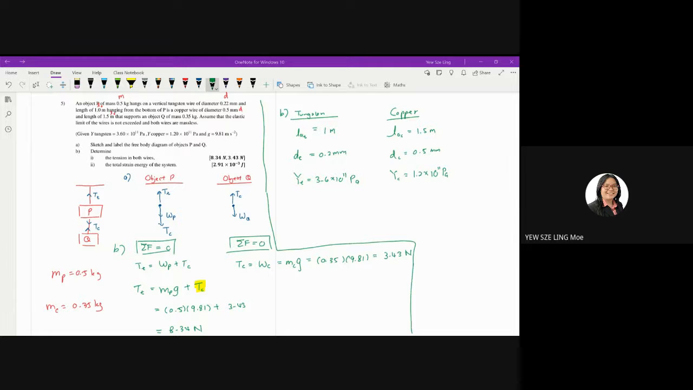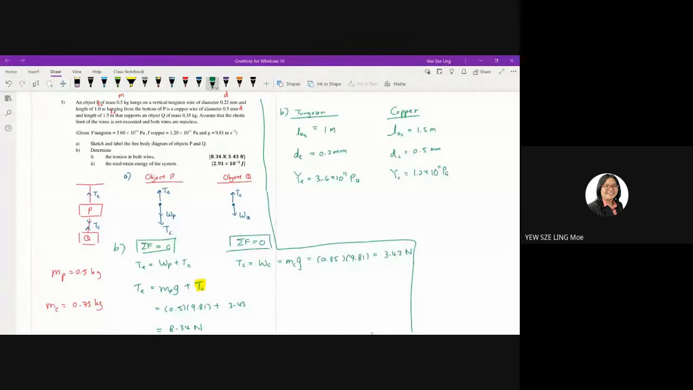So this part is alright, right? Now that you have the tensions, I'm going to put them here. For tungsten, I add one more piece of information: T equals 8.34 Newton. And then for copper, I have TC equals 3.43 Newton.